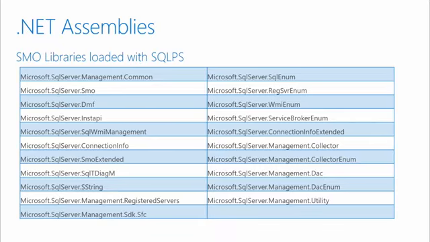There's a bunch of different .NET libraries that get loaded for the SMO. And so the nice thing is we don't have to worry about loading all this stuff. If you're a C# programmer, you've got to include all these different assemblies. With PowerShell, we could load these individually if we wanted to, but really when we type import module SQLPS, it loads all these for us. So we don't have to worry about all of that.